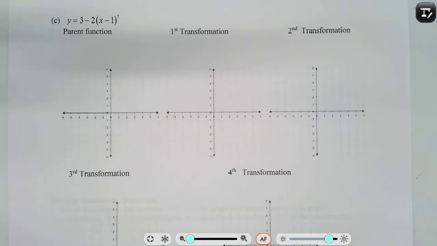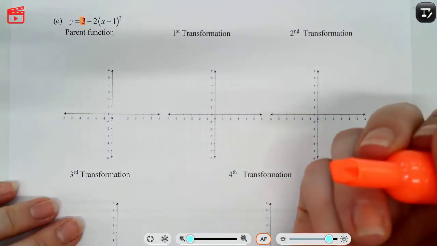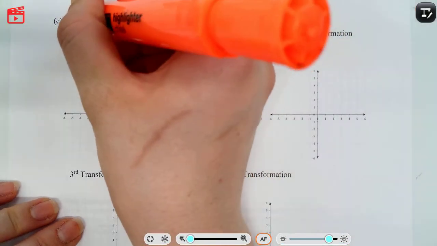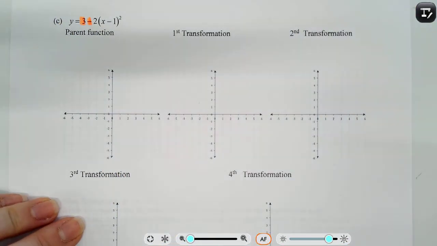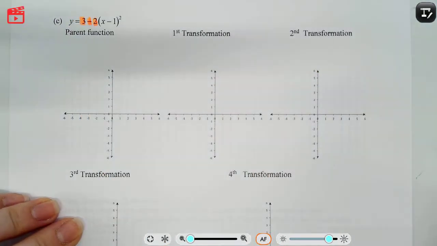Ooh, a lot of numbers going on this one. Okay, let's take a second and identify the different transformations going on here. So we have the 3. That's going to be a horizontal transformation. We have that negative. Okay. That's going to be a reflection. And then we have that 2. That's going to be a stretch.